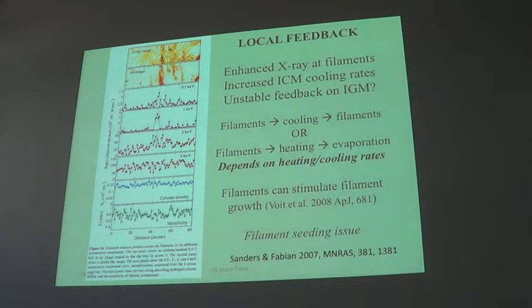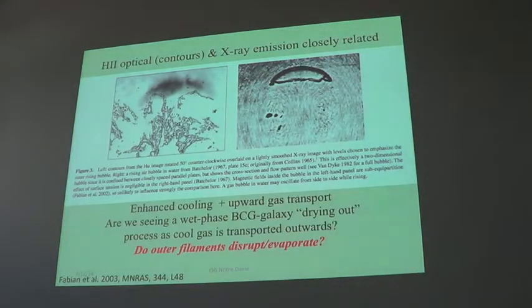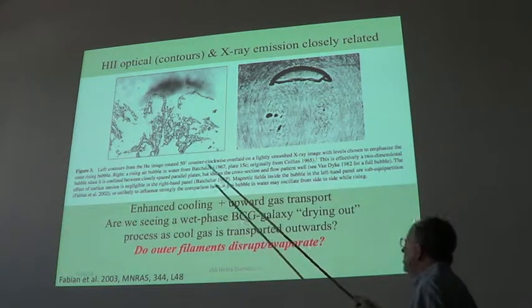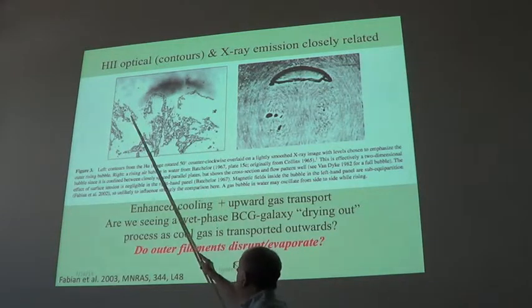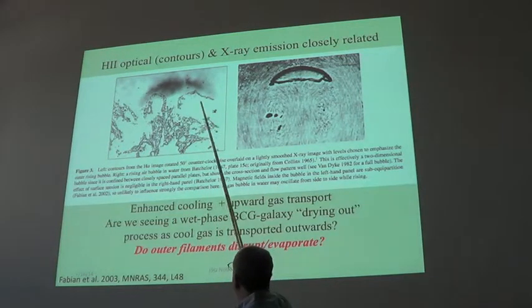Okay, so how could you make filaments? We don't have a complete model, or at least I don't. But there's a very good idea that was put forward, which is the rising bubbles that we've heard about. Here's the large X-ray bubble. The contours are the H-alpha filaments.